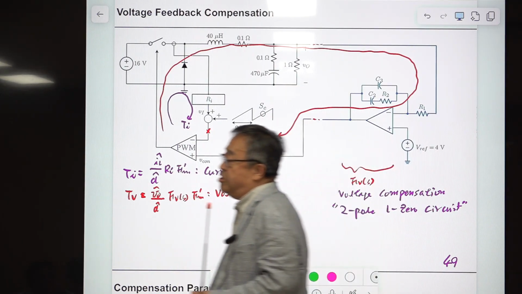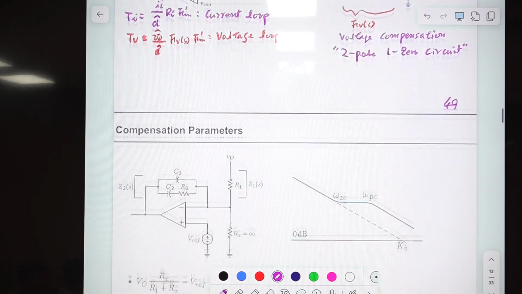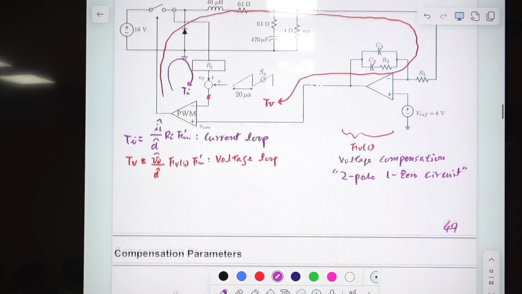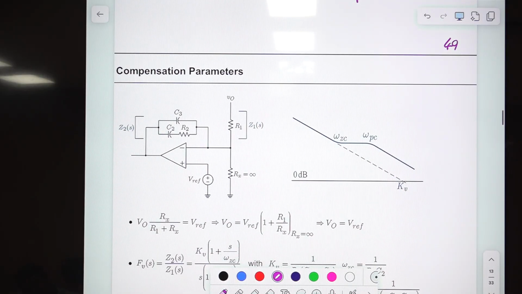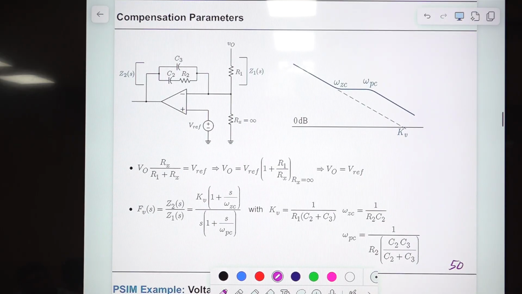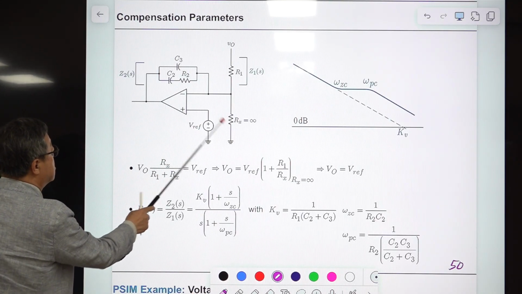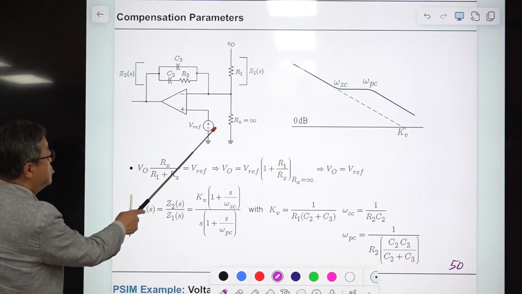Right, so this is the feedback circuit. You are using this one. Okay, let me take this out. So this is a two-pole 1-0 compensation circuit, and we have 5 parameters, 6 parameters. This is the reference voltage.